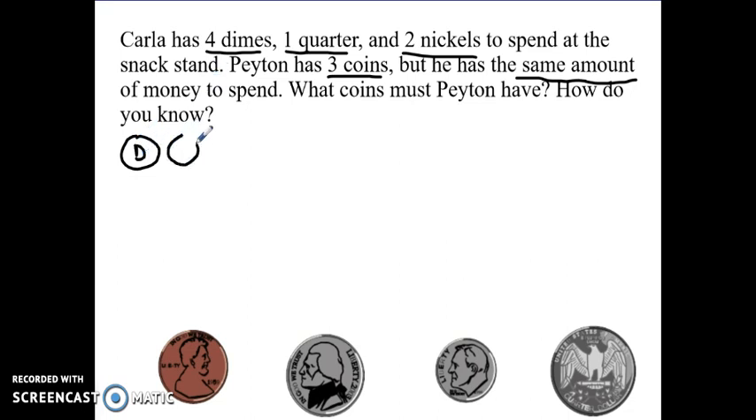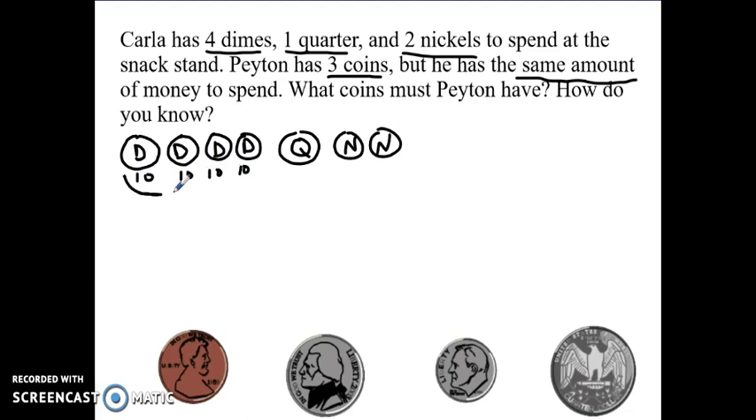So it says she has 4 dimes, 1 quarter, and 2 nickels. So the dimes are each worth 10. So together, they're worth 10, 20, 30, 40 cents. The quarter is worth 25. And then each nickel is worth 5. So together, it's worth 10.